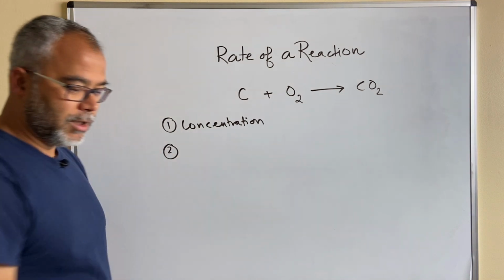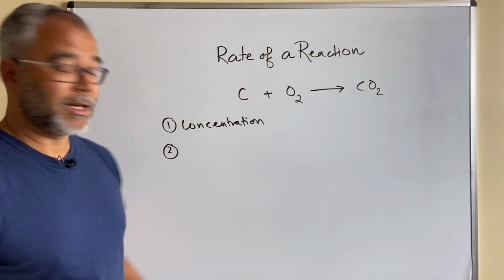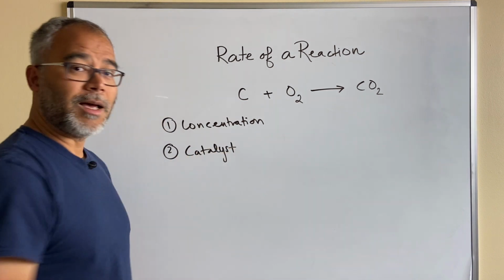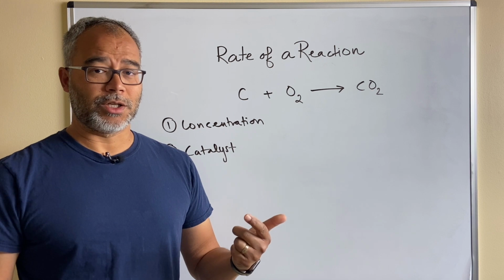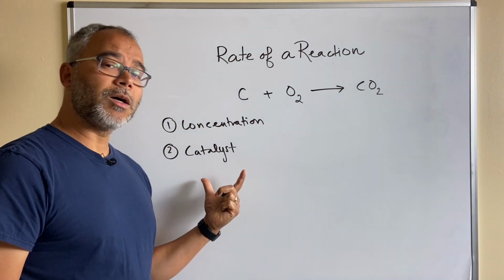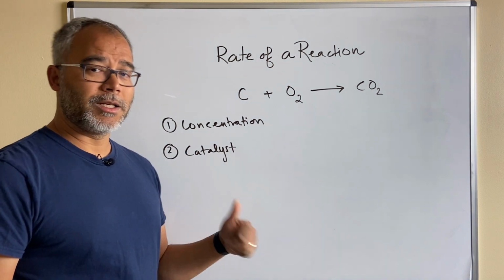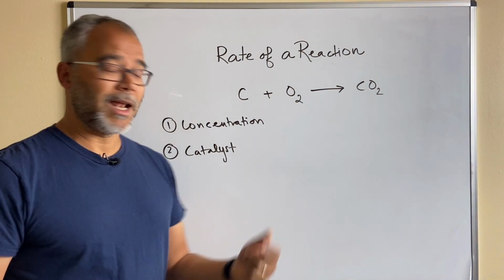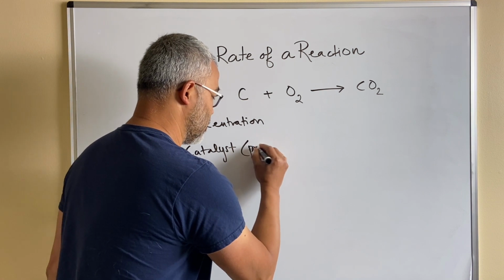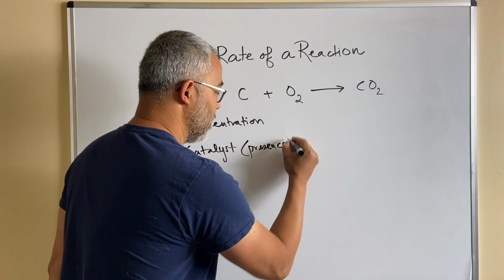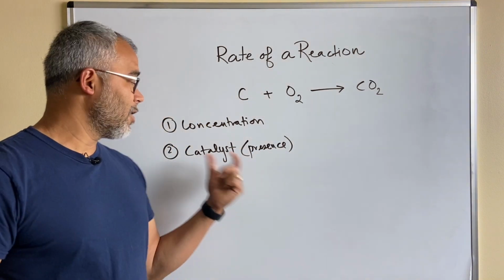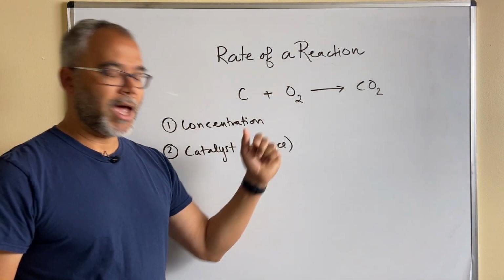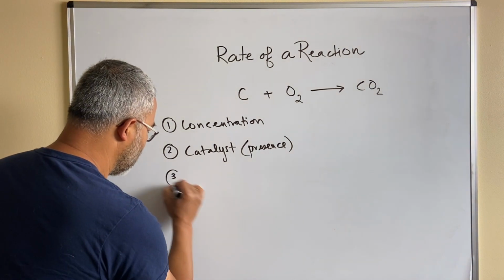The other factor we're going to talk about is the presence of a catalyst. A catalyst is any substance that speeds up a reaction. We'll talk more in detail about catalysts in a different video, but all we need to understand is that the presence of a catalyst is what's crucial here. It doesn't matter how much is there. As long as the catalyst is present, even a very tiny amount, that should speed up the reaction.